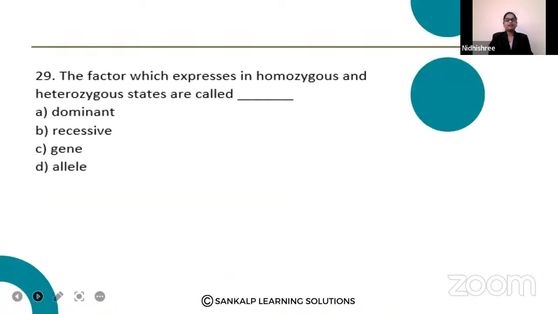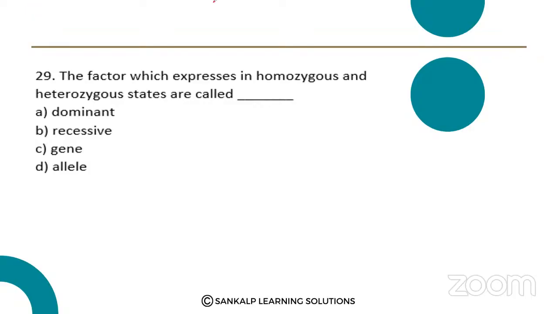29th question. The factor which expresses in homozygous and heterozygous conditions is called dominant, recessive, gene, allele. It expresses in the homozygous condition and also in the heterozygous condition. What do we term it? What is it called? Chandru option D, Shanti option A, Pallavi option D, D ma'am. Kanchanraj, Preeti, Dyuti, Veeresh, Kavita, Yashwar. Option D, that is alleles, is the right answer. Fine.